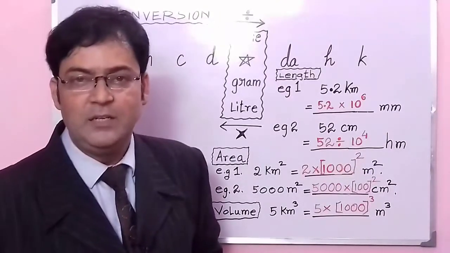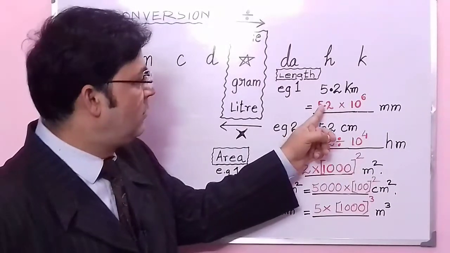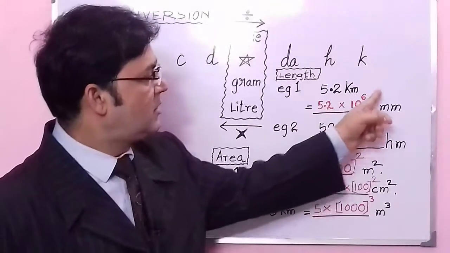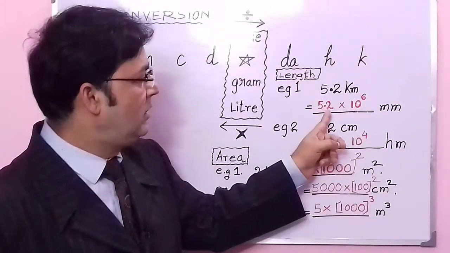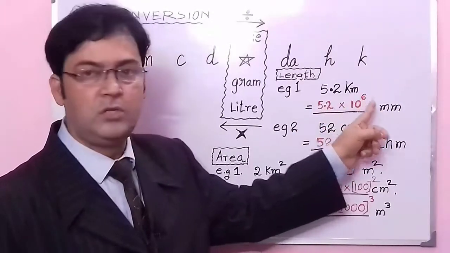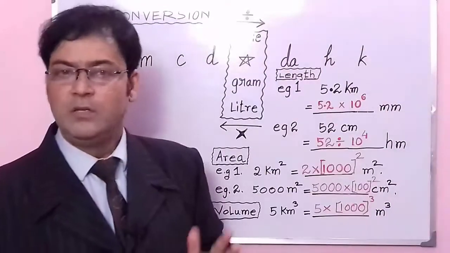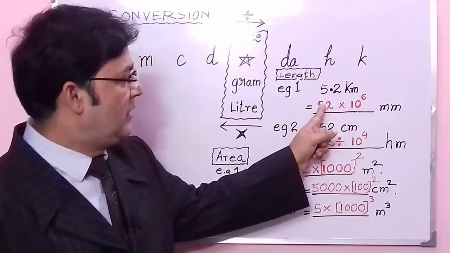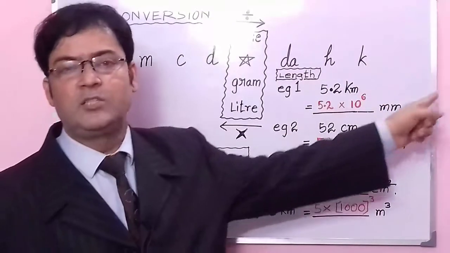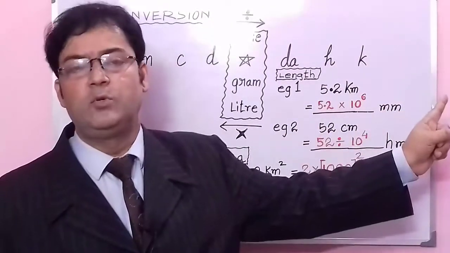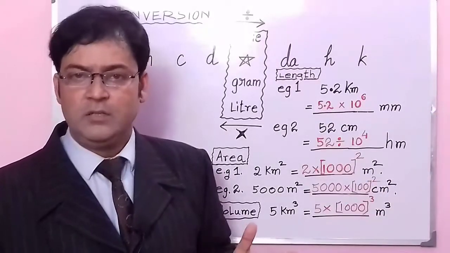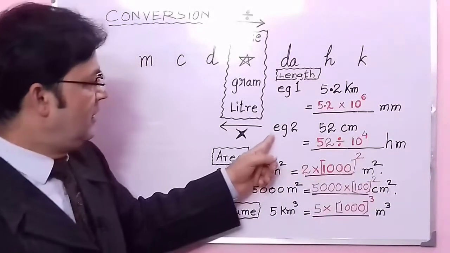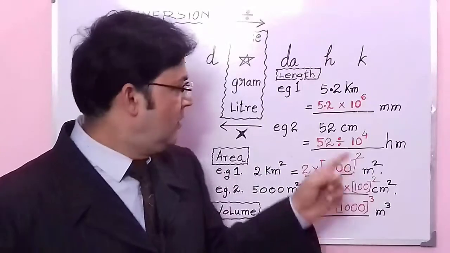If you want to write it in an easy way, the decimal point will be shifted 6 times. That means 5, 2 and 5 zeros. That's easy, just to do it in the mind. 5.2, the decimal jumps 6 places towards the right. That's easy. Let's see example 2.